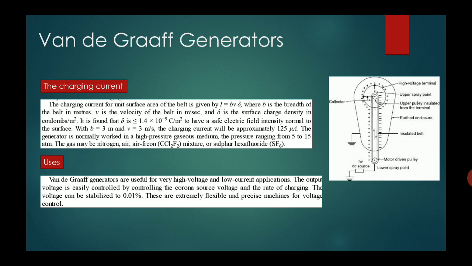Now we'll talk about the uses of the Van de Graaff generator. The Van de Graaff generators are useful for high voltage and low current applications. The output voltage is easily controlled by controlling the corona source voltage and the rate of charging. The voltage can be stabilized to almost 0.01%, and they are extremely flexible and precise machines for voltage control. So these are a couple of uses for the Van de Graaff generator.